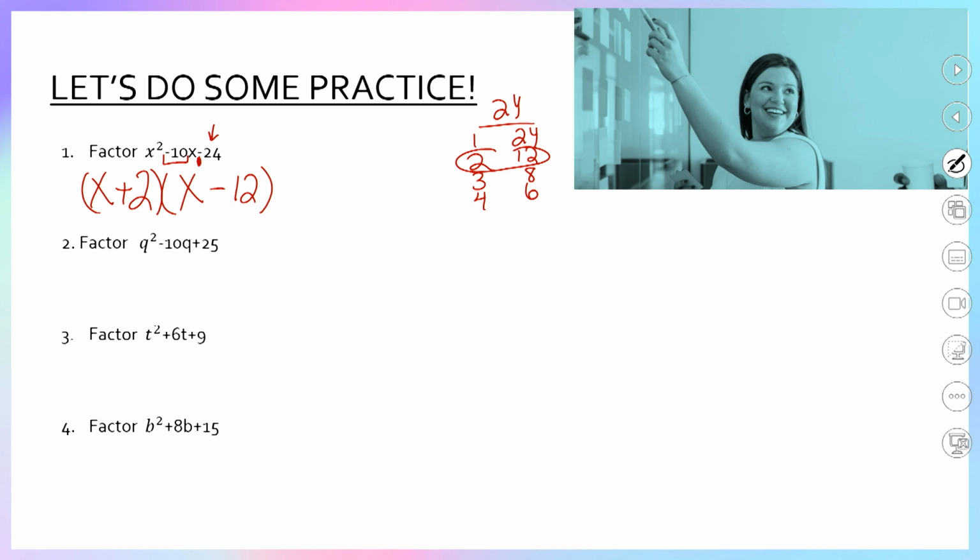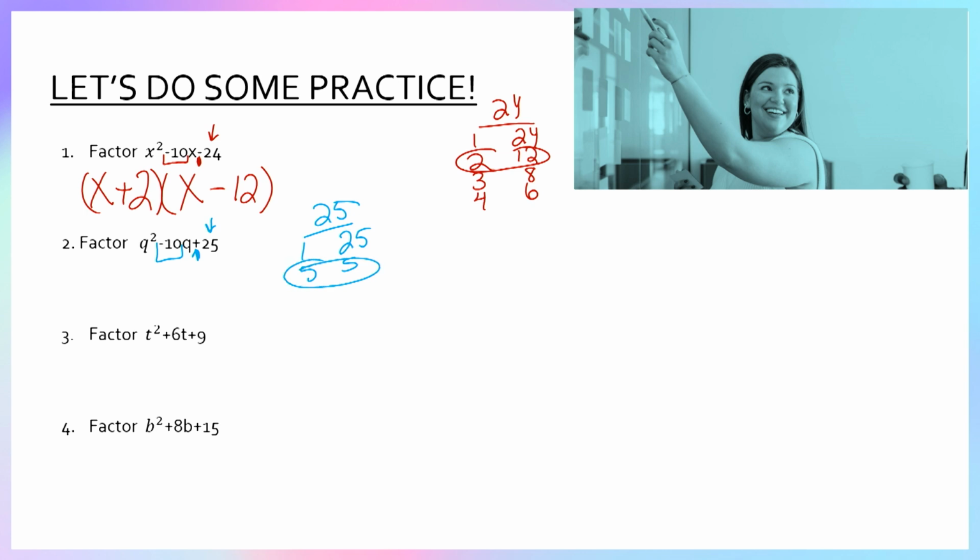So now I have the factors of 25 that will add to give me a negative 10. So let's look. Factors of 25. 1 and 25, 5 and 5. So which pair am I going to add to get a negative 10?